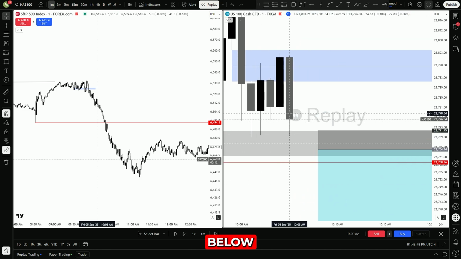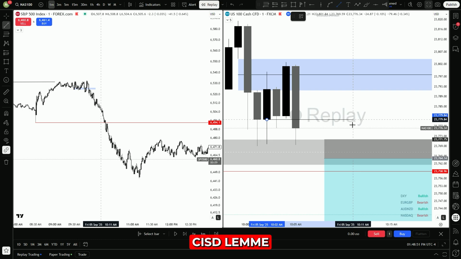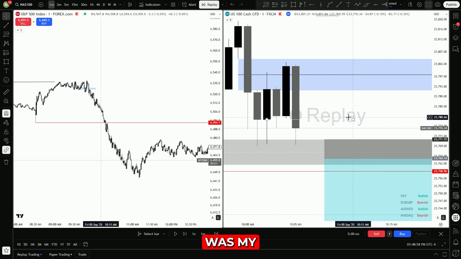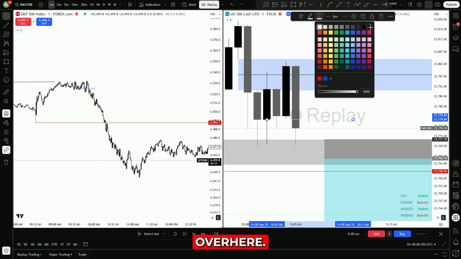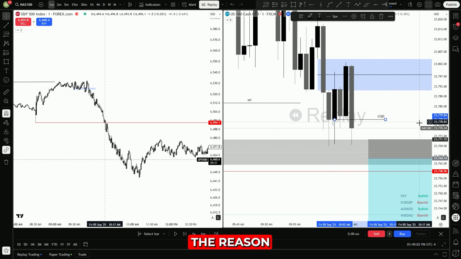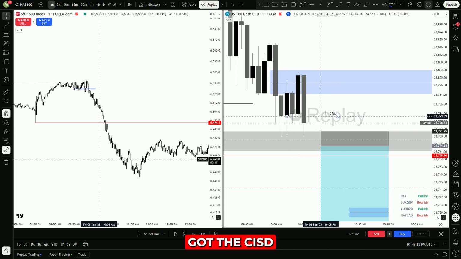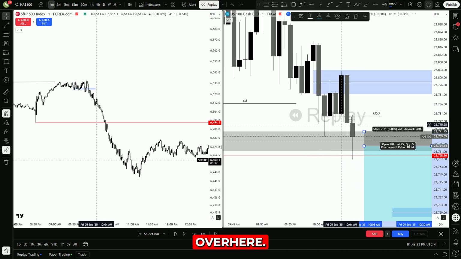As you can see, we select the bar and this over here. We closed below this area. Now this was my CISD, let me mention that over here as well. The reason was quite simple: we closed below these candles, the last range of up-closed candles. We got this, and then we closed below this, we got the CISD, and I took my sells over here.